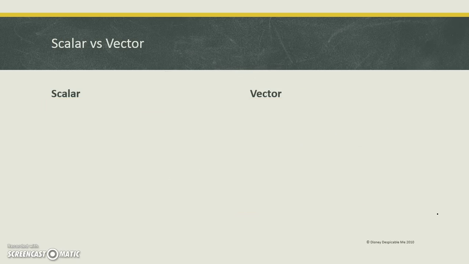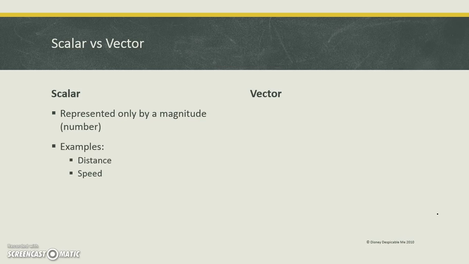Okay, scalar and vector. We need to know the difference between the two. So scalar is going to be represented only by a magnitude, which just means a number. Okay, so an example of that would be distance or speed. So when we do scalar and vector, these are measurements, and a measurement is always going to have a number and a unit. Okay, if it's a scalar measurement, it will have a number and a unit, such as distance. The runner ran 15 meters. Speed, the car went 70 miles per hour. You see what I'm saying?